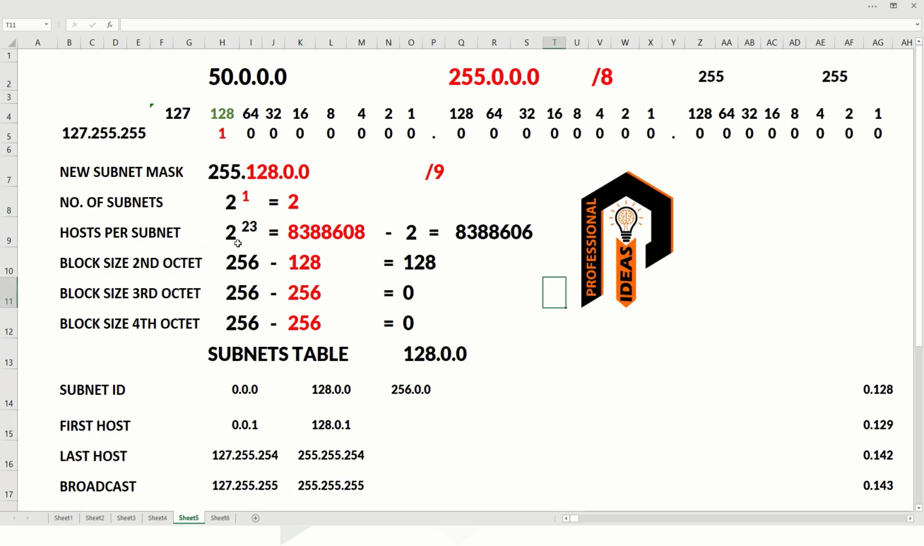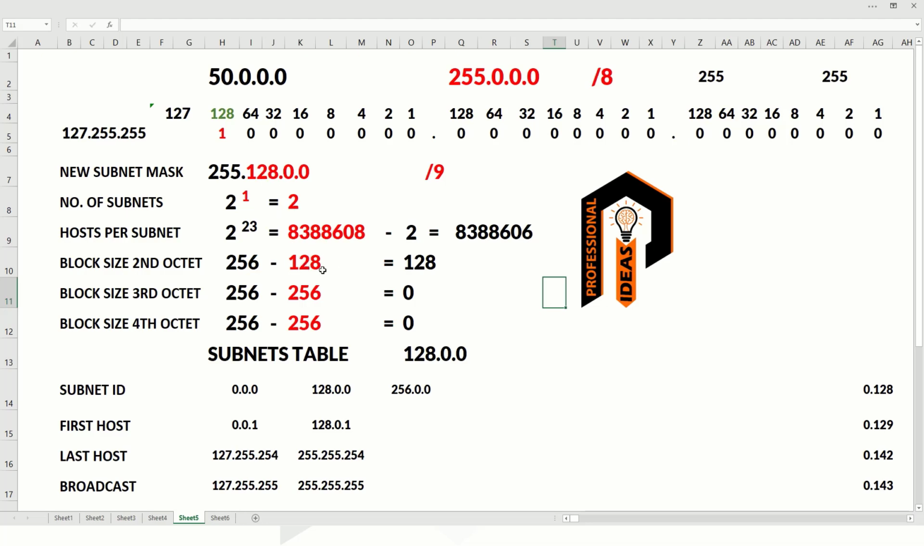Number of hosts per subnet will be equal to 2 raised to power 23 because there are 23 bits left in the host segment, and that will be equal to 8,388,608. But remember, we had subtracted 2 from possible host values, one for the subnetwork ID and other for the broadcast address. So our valid hosts per subnet will be 8,388,606.